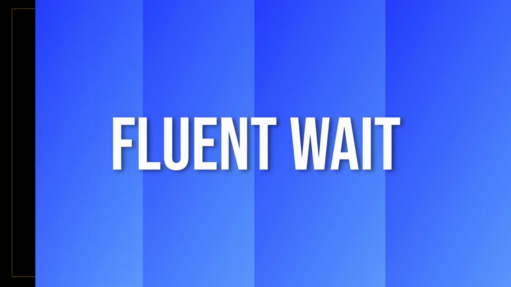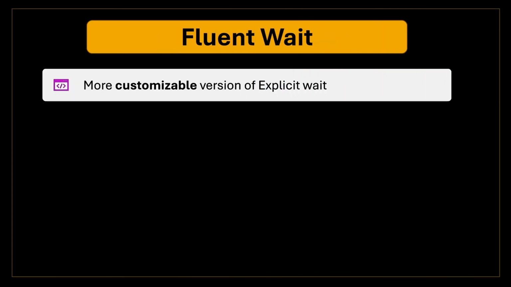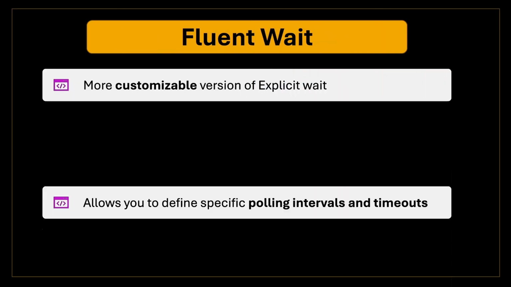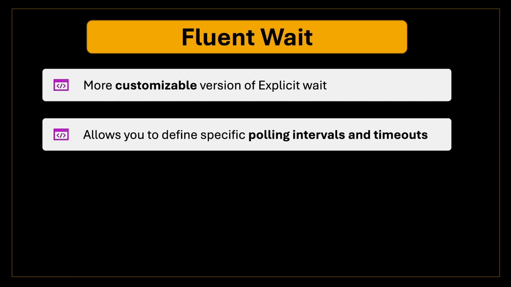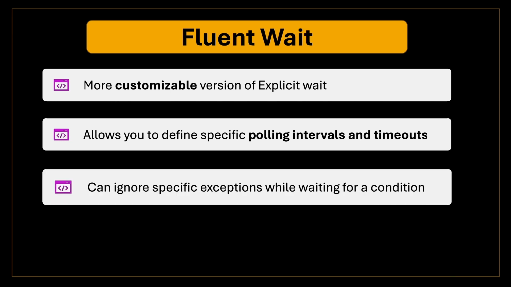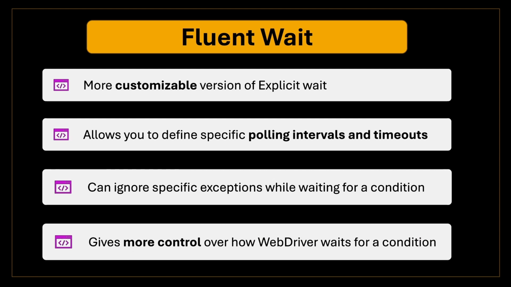Let's have a look at Fluent Wait now. Fluent Wait in Selenium is a more customizable version of Explicit Wait. It allows you to define specific polling interval, timeouts, and even ignore specific exceptions while waiting for a condition. Fluent Wait gives you more control over how WebDriver waits for an element or condition, making it especially useful in scenarios where conditions may take varying amounts of time to fulfill.